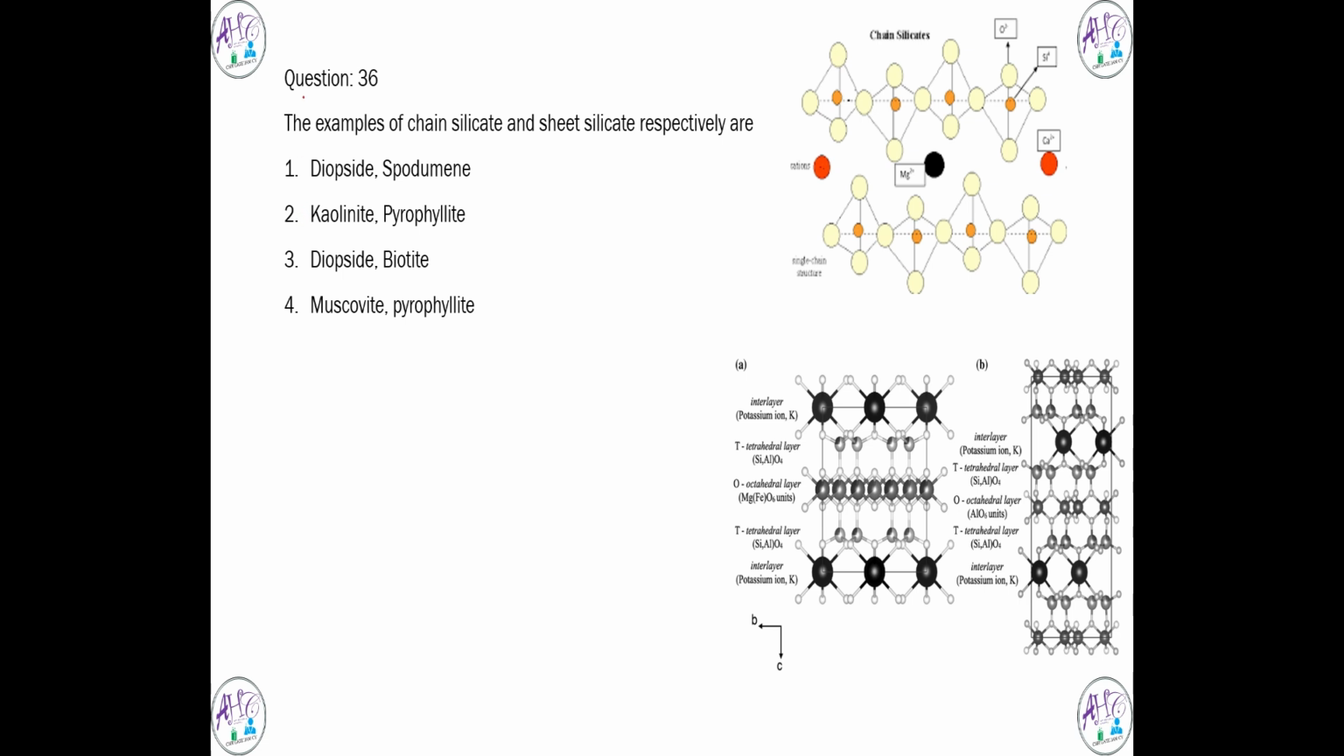Yeah. 36th question. The examples of chain silicates and sheet silicates respectively are. So first we need to understand what chain silicates and sheet silicates are. So this is your example for chain silicates, where you can see all these orange dots are your silicons. Okay, your silicon will typically be surrounded by oxygen atoms, in the structure O minus, O minus. Okay, so this is the actual structure for your chain silicates, and now they have given different options.